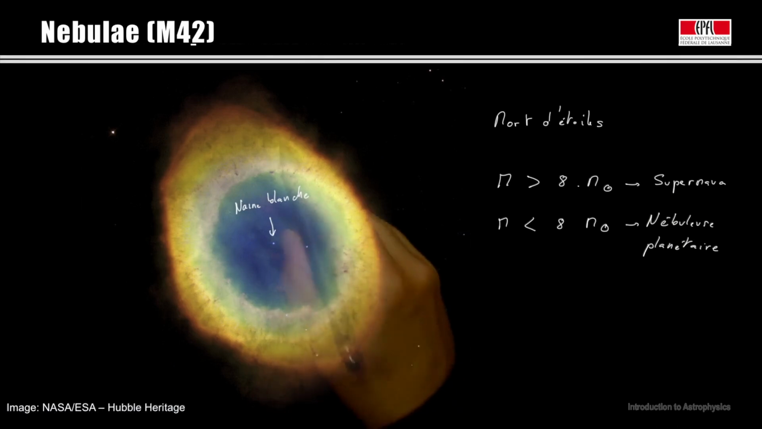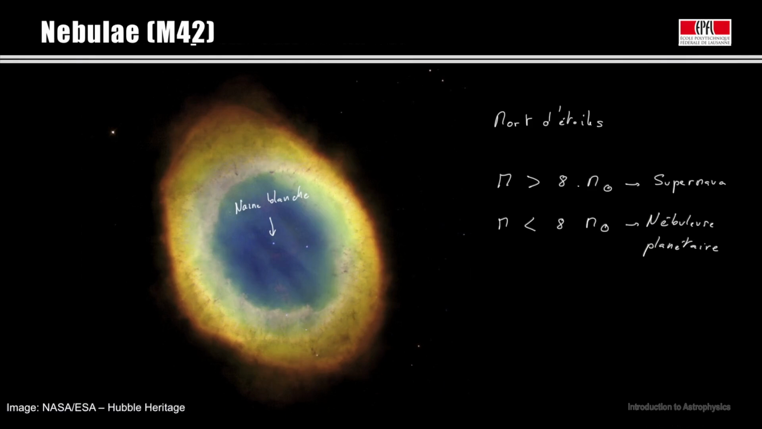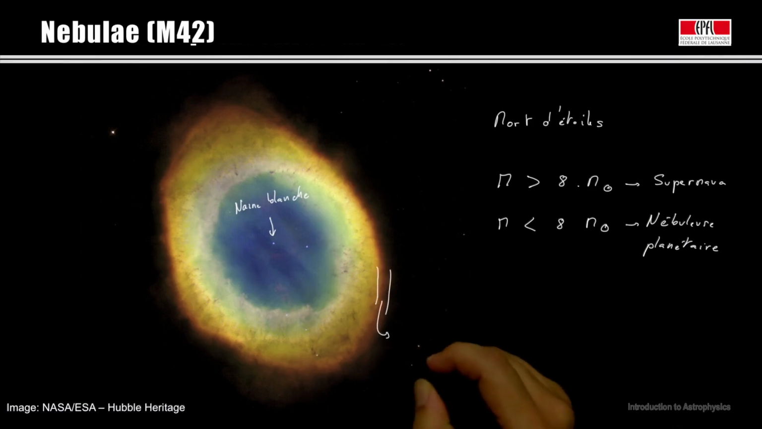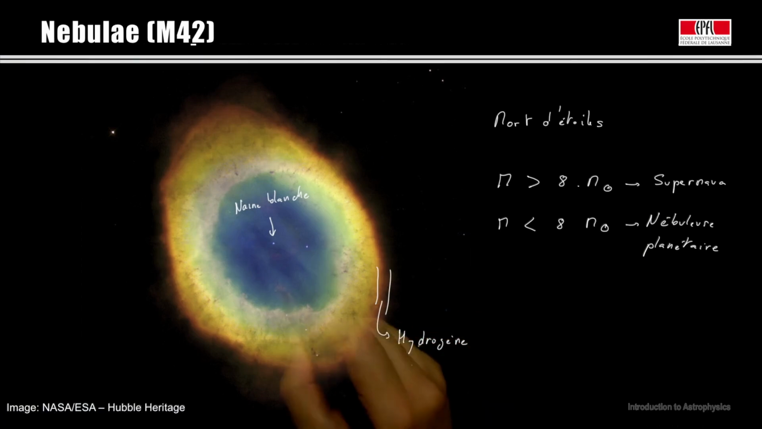It is the white dwarf that will ionize the gas all around the nebula. In the external layers here, we recognize radiating hydrogen with red spectral lines. And in this part in green is the radiation of oxygen.